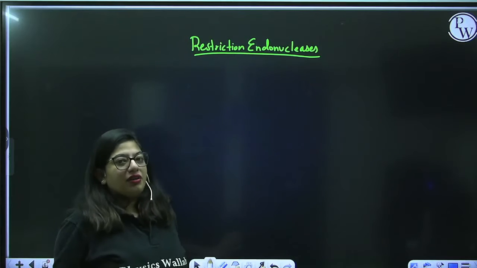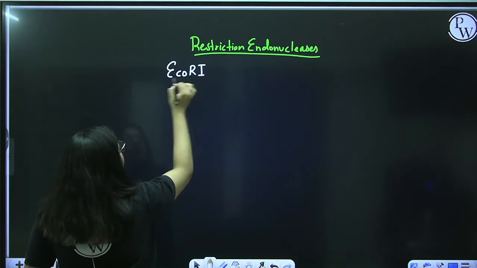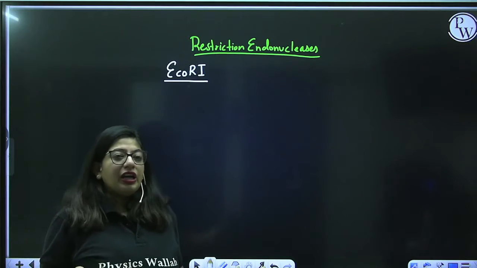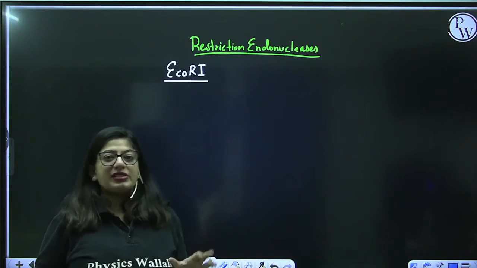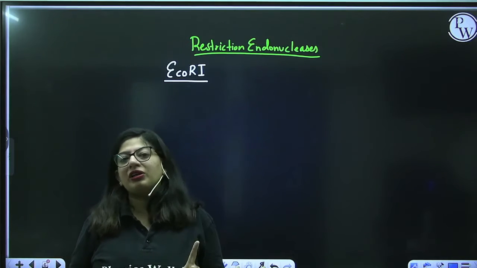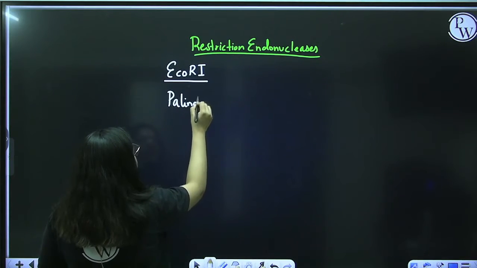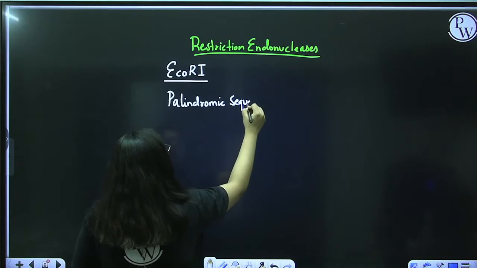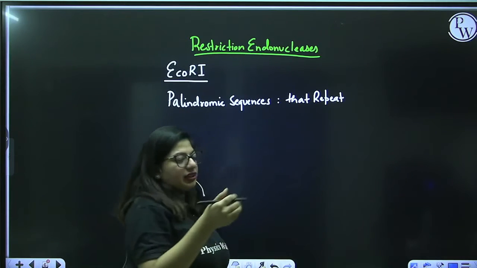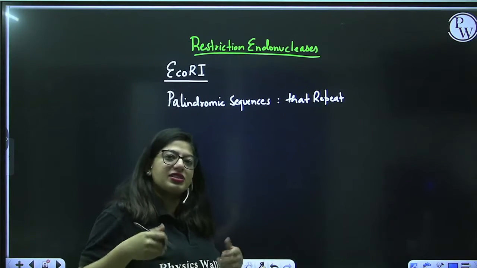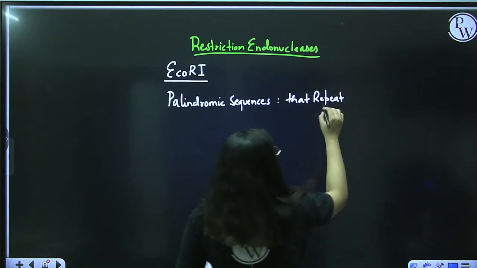They cannot cut anywhere. It's not like if I have, for example, one restriction endonuclease, which is EcoRI, it can just cut anywhere in the DNA. It will recognize a particular palindromic sequence. You call it the recognition sequence. In the entire DNA, it will only look for one repetitive sequence, known as a palindromic sequence. What are palindromic sequences? Sequences that repeat themselves. Like someone's name is Nitin, N-I-T-I-N. If you read it in reverse, it's still the same. Madam, M-A-D-A-M. If you read it in reverse, it's still madam. So these are sequences that repeat themselves.